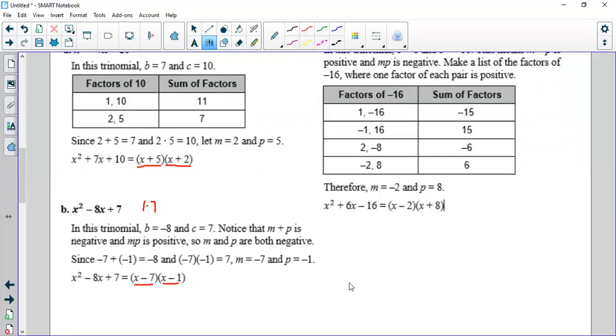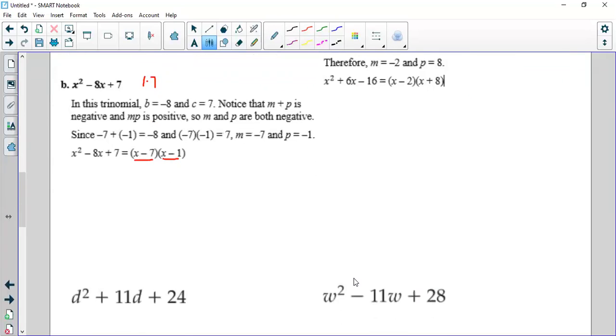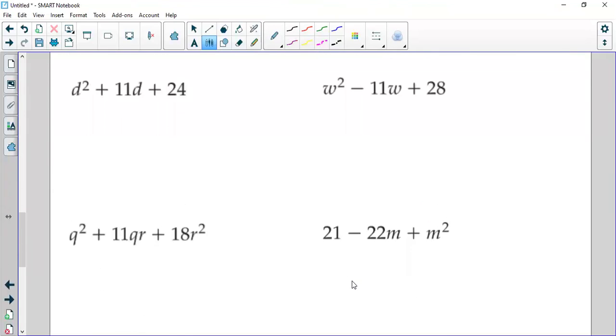All right? Let's take a look at some, and I'll break it down a little further. D squared plus 11d plus 24. So I have a positive c value. That tells you I'm going to multiply to make 24. I'm going to add to make the b value of 11.